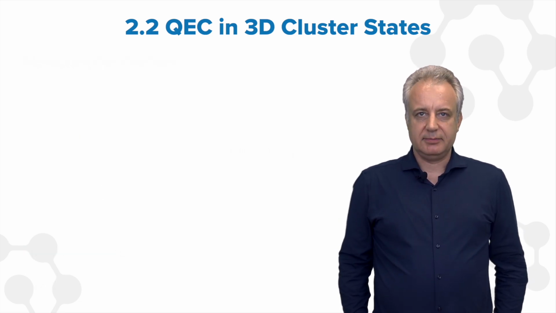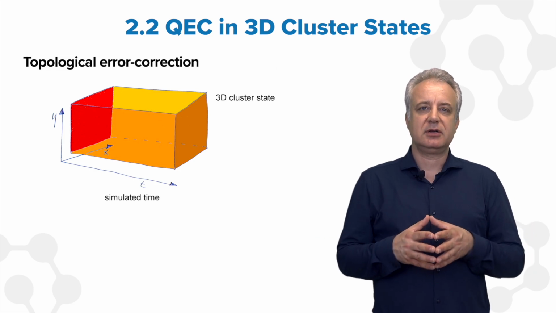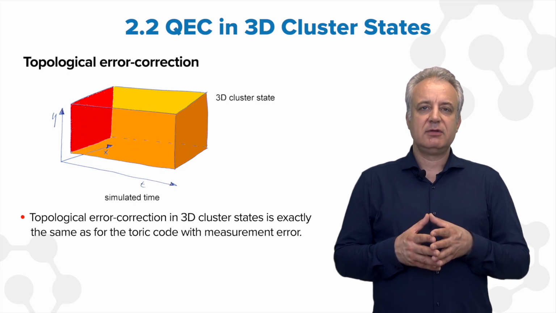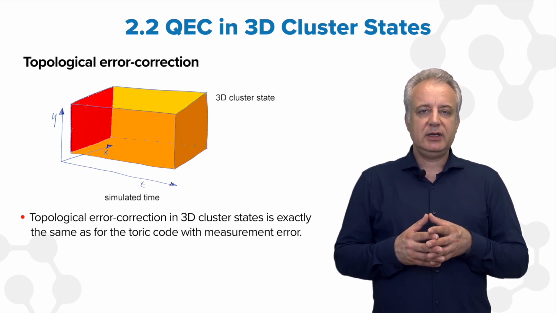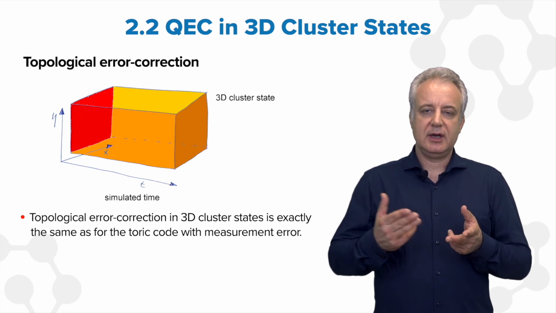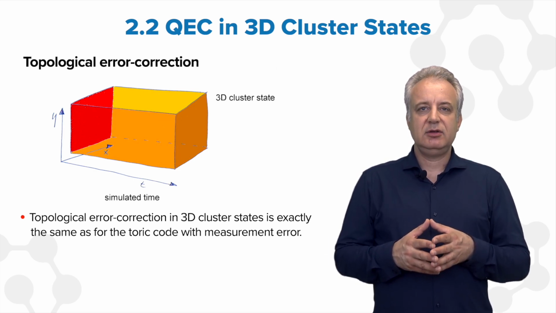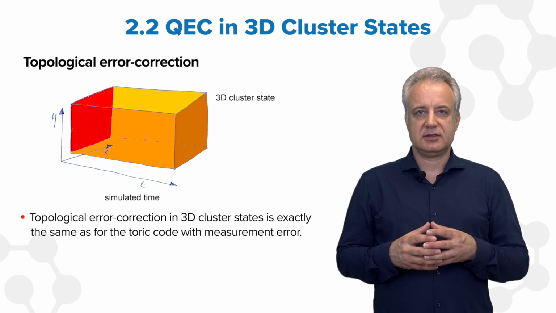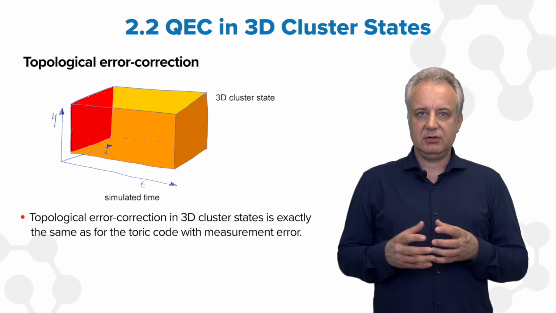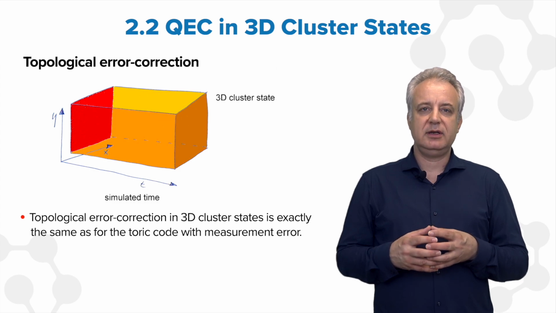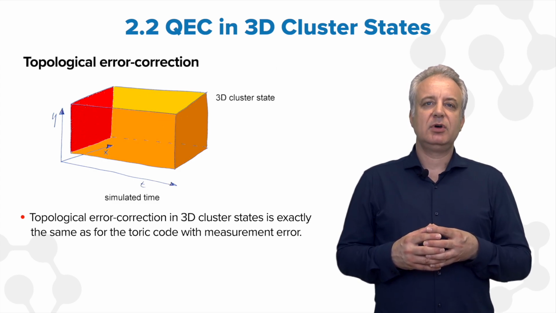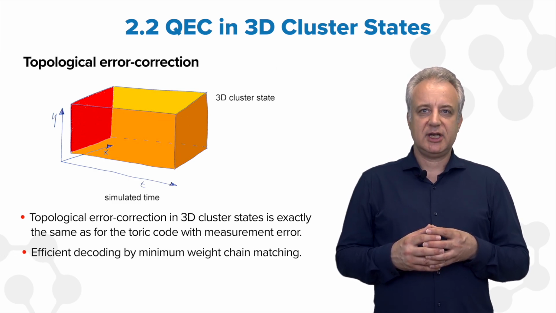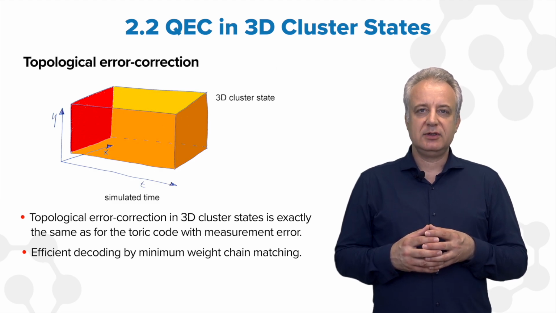So in sum, the error correction that you get with three-dimensional cluster states is one that you already know. It is familiar to you from the toric code. Namely, when you consider the toric code with both memory errors and measurement errors, then you get precisely the same error correction method that you're getting here in three-dimensional cluster states. So there's nothing new here in terms of error correction. It is already known. Specifically, what you will be using when correcting errors in three-dimensional cluster states is minimum weight chain matching. And that is an algorithm that was described a very long time ago.